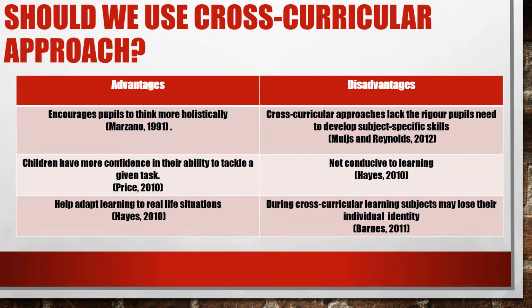Similarly, Hayes 2010 states it helps adapt learning to real-life situations. This is evident in the current national curriculum, which has many common skills across several subjects. Cross-curricular teaching and learning can be achieved effectively and in depth, saving time in having to teach and learn this skill twice. For example, reporting findings is a core element of science, which also covers aspects of the English curriculum.